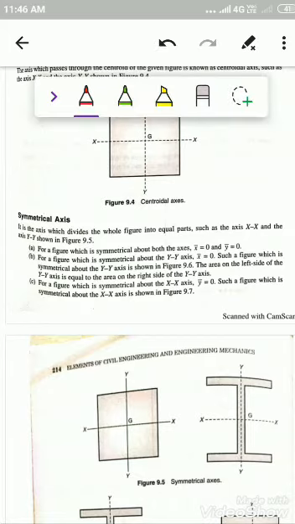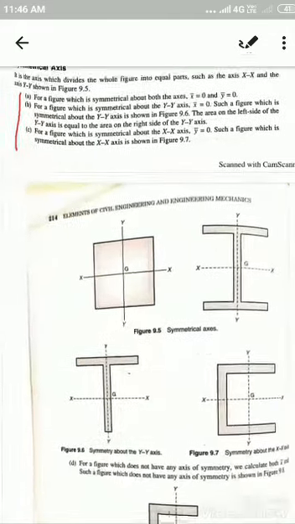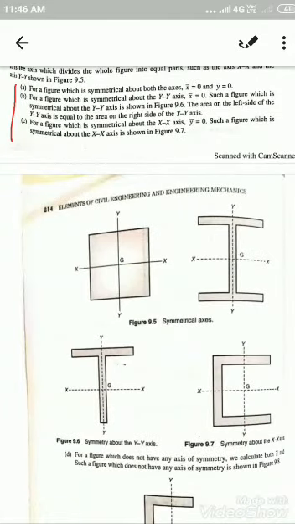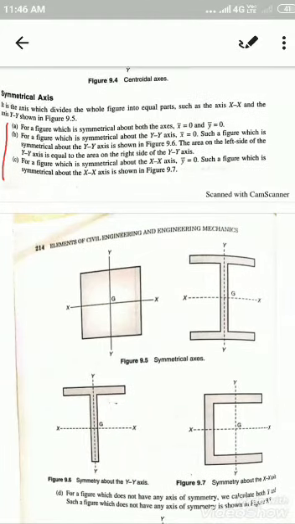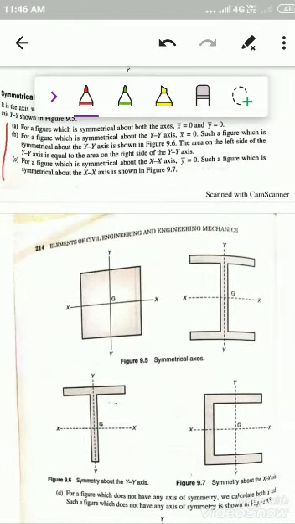You can observe here we are having the different cases of axis of symmetry. I will explain with the help of examples. You can observe in the figure, that is the symmetric axis. What does symmetric axis mean? This is an I section, clear?